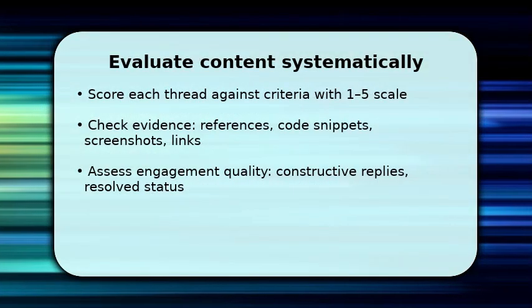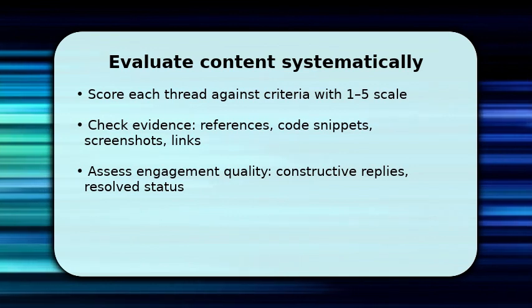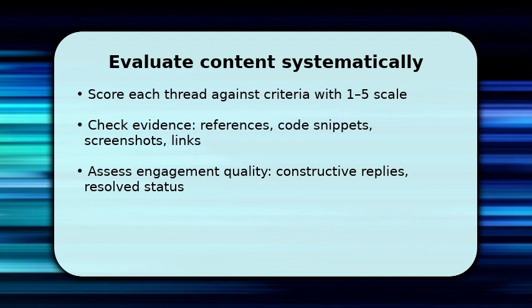Next, you evaluate each thread with a consistent rubric to remove bias. Score relevance, clarity, completeness, and civility on a 1-5 scale and record the numbers. Inspect supporting evidence, references, code snippets, screenshots, or authoritative links, because quality hinges on verifiability. Also assess engagement. Are replies constructive? Is the issue resolved? And does summarization exist?